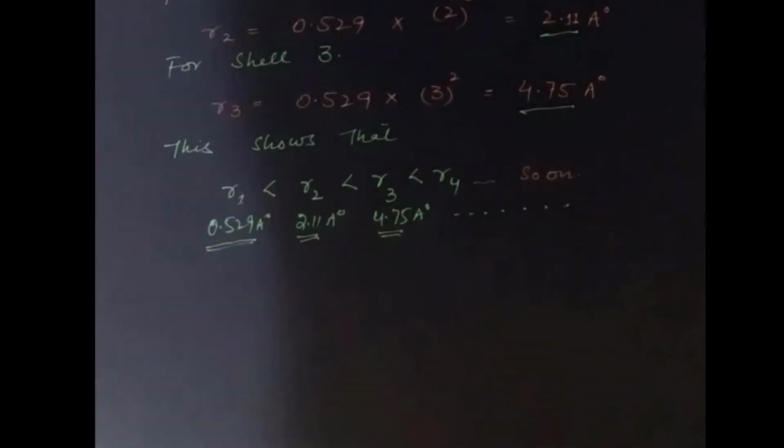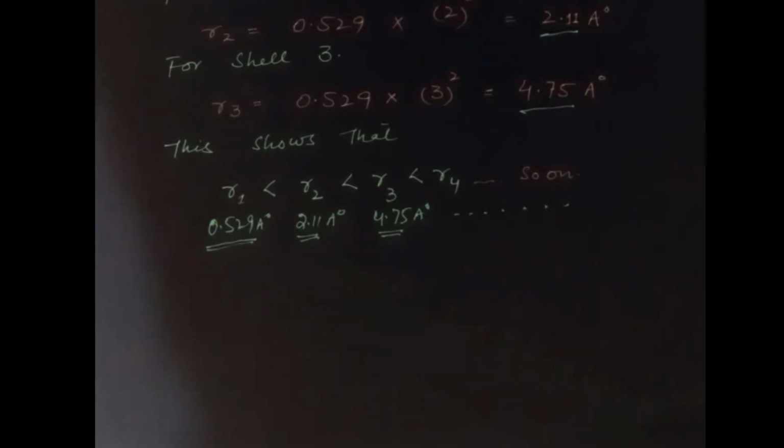So that's the final conclusion that we have drawn from Bohr's atomic model: as the number of shells in an atom increases, when the electron jumps from one shell to another and then to another, the radius also increases. I hope it will be clear to all of you.